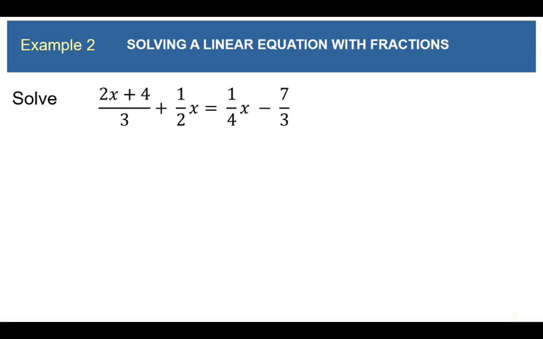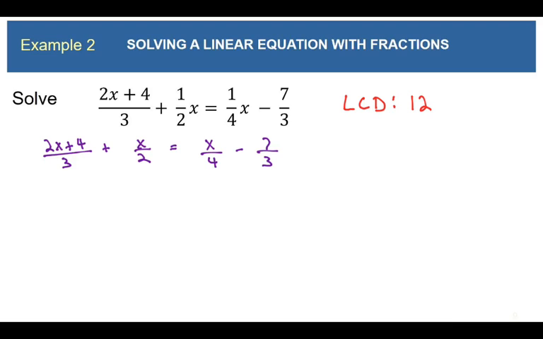So think about common denominators. What is a number that 3 can go into, that 2 can also go into, that 4 can also go into? And if you're thinking 12, then you are correct. 12 divided by 3 is a whole number. 2 goes into 12 and 4 goes into 12 as well. So what we want to do is multiply both sides of the equation by 12.